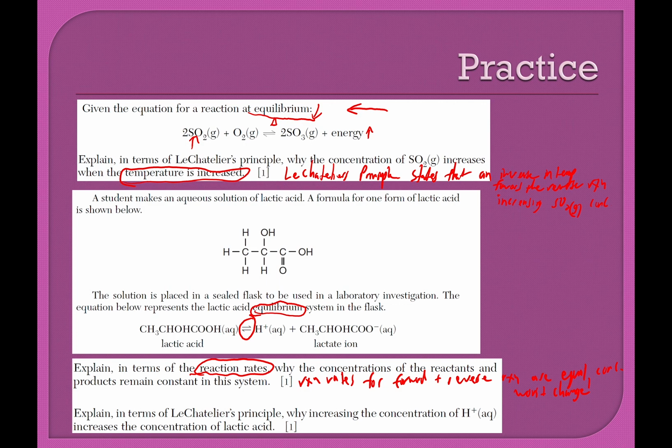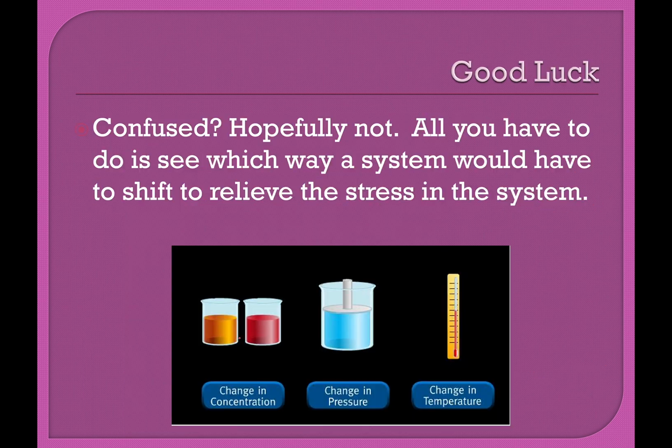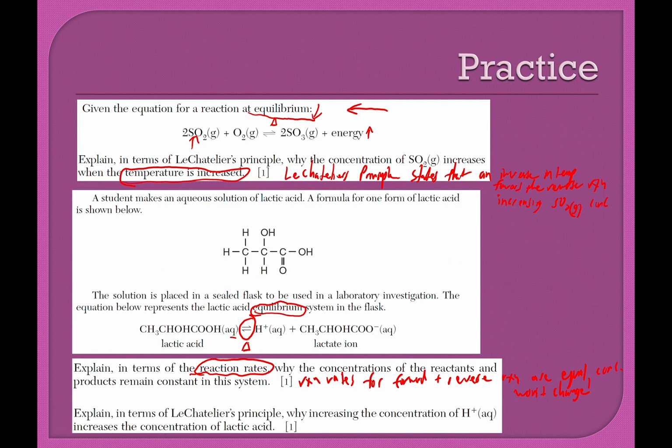Next question asks to explain in terms of Le Chatelier's principle why increasing the concentration of H plus increases the concentration of lactic acid. Well, if we think of this fulcrum as where our yield arrow is, if we increase the concentration of H plus, our seesaw gets weighed down on the right hand side, which would cause a shift to the left, which will increase the concentration of lactic acid.